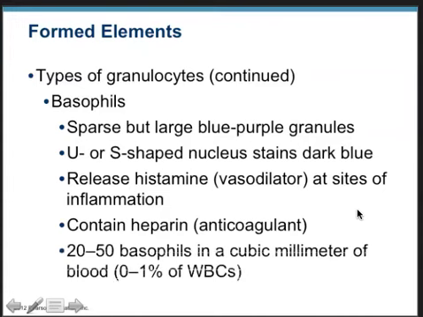You have between 20 to 50 basophils in a cubic millimeter of blood, and this makes up around 1% of your circulating white cells. It's the least abundant granulocyte and the least abundant leukocyte in the blood.